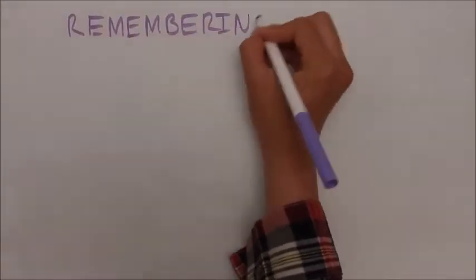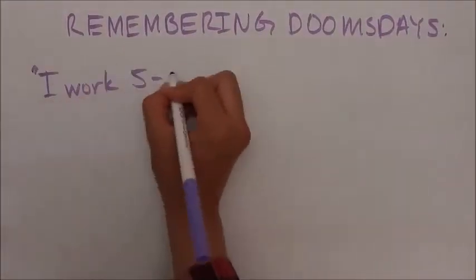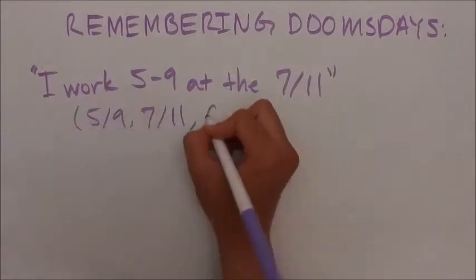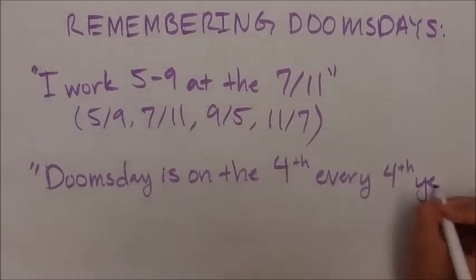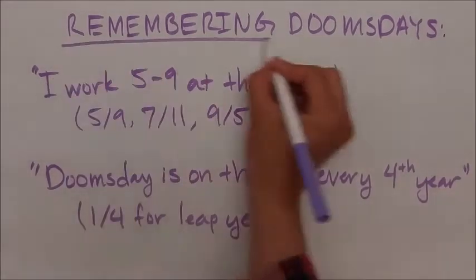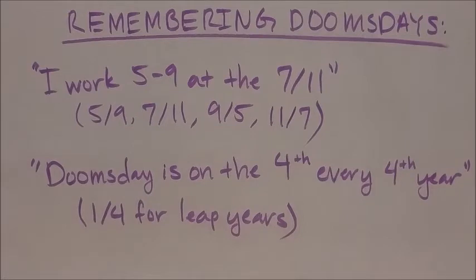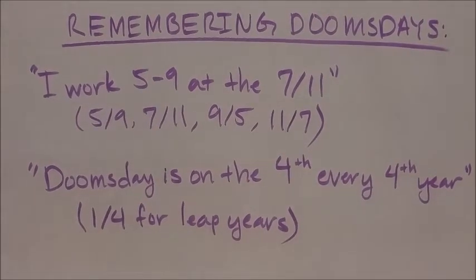For May 9th and July 11th, this simple phrase aids with memorization. I work 5-9 at the 7-Eleven. The reverses of these dates, 9-5 and 11-7, are also doomsdays. For January 4th, doomsday falls on the 4th of every 4th year.